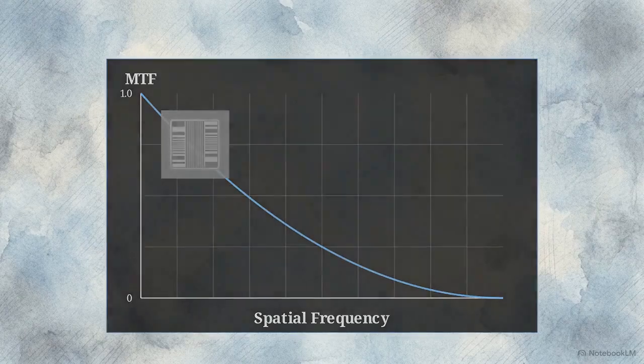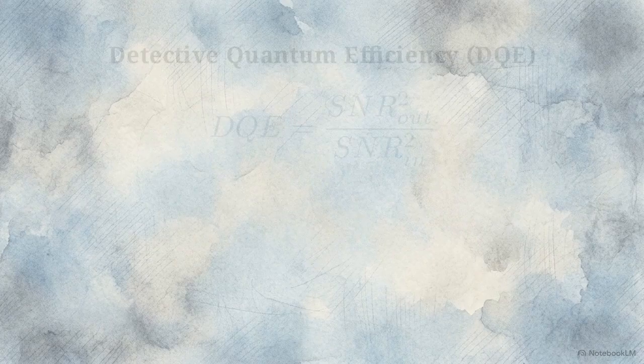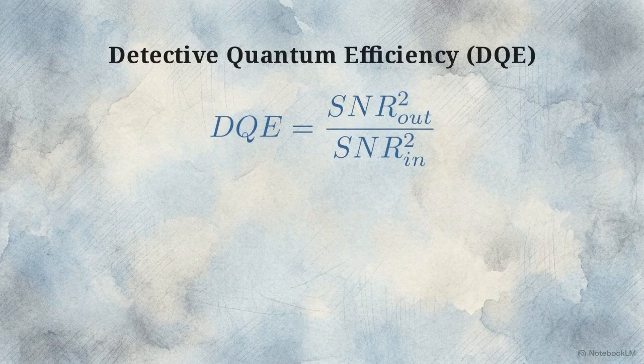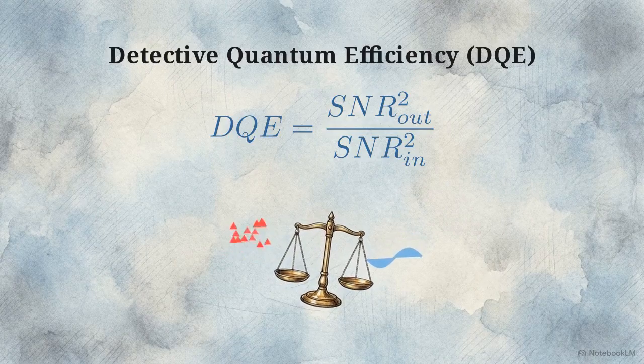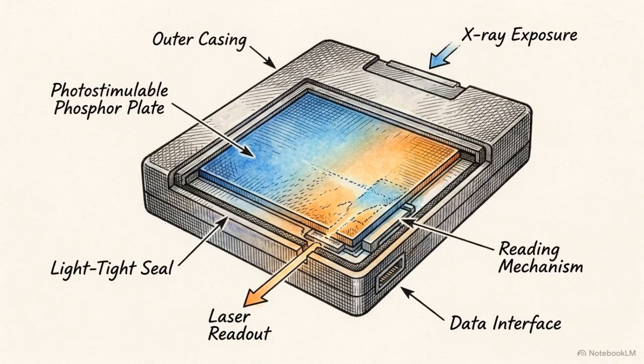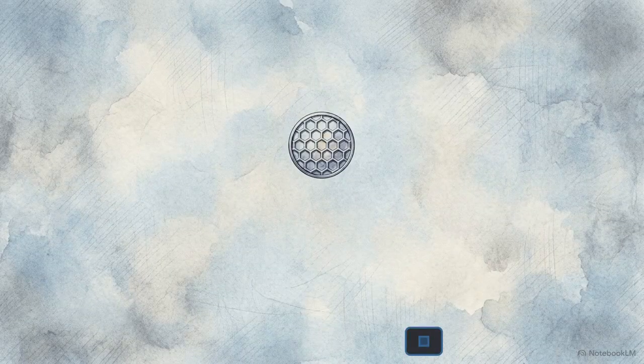While MTF tracks resolution, dose efficiency is measured by the detective quantum efficiency, or DQE. This formula calculates the ratio of the squared signal-to-noise ratio output against the input, defining how efficiently the detector uses the X-ray dose provided. For context, a standard computed radiography plate has a typical DQE of only 0.25. This means the detector successfully exploits just 1/4 of the incident X-ray photons.